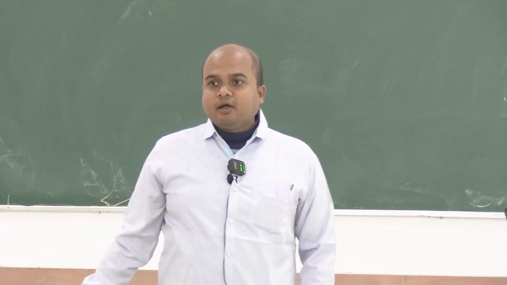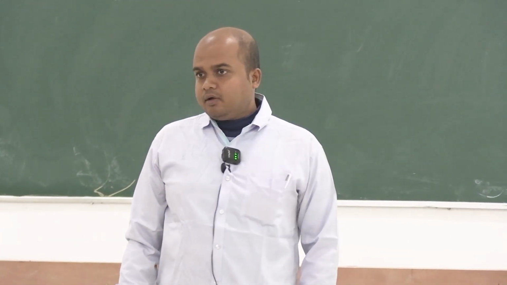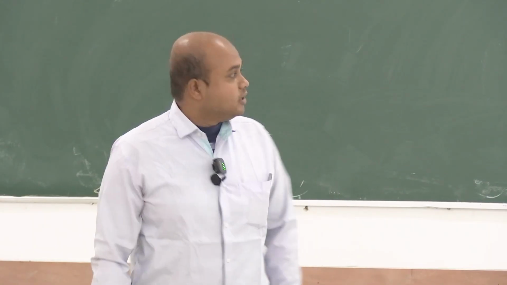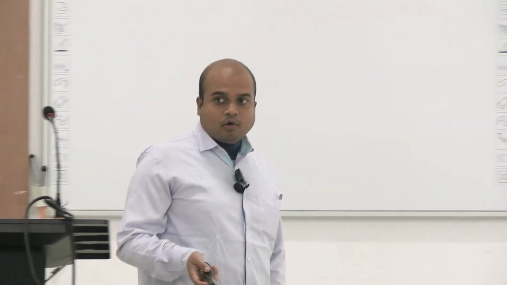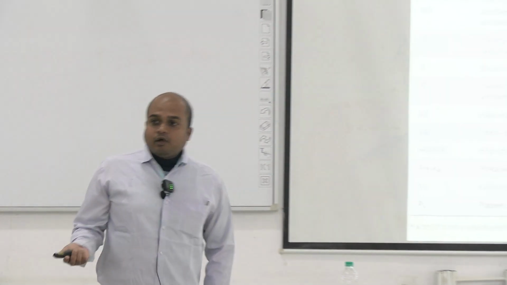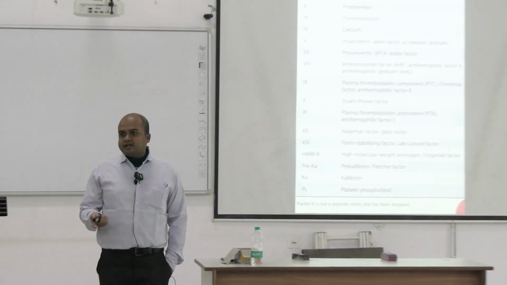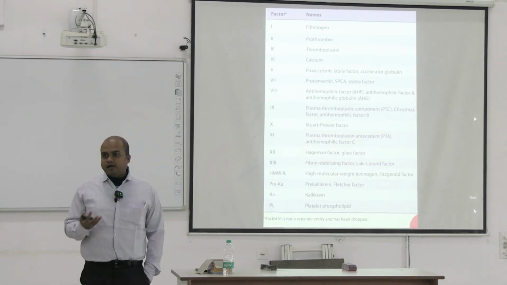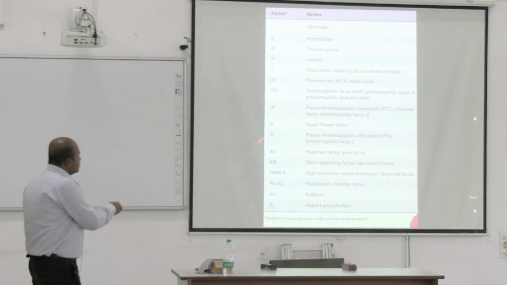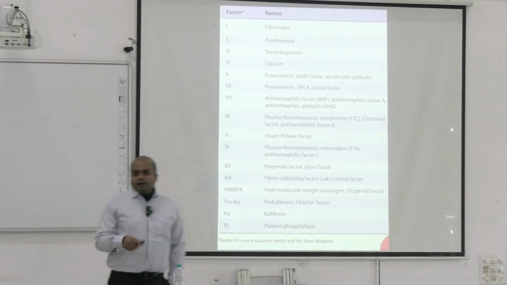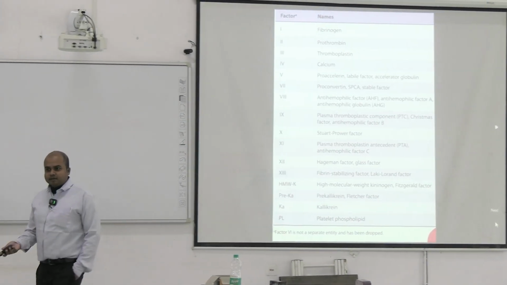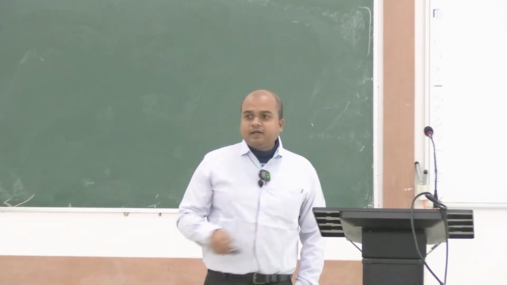So we will continue where we left off last day. These are the names of the coagulation clotting factors, coagulation factors. And we had discussed the coagulation pathway yesterday. What you have learnt in school, in addition to those 13 factors, add high molecular weight kininogen, prekallikrein, kallikrein. Prekallikrein is the precursor of kallikrein, and lastly platelet phospholipids.